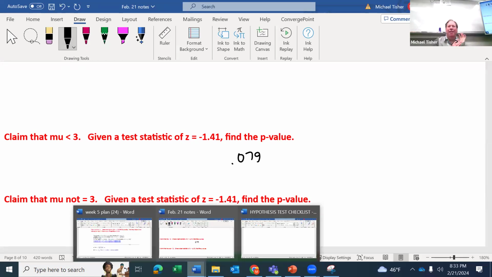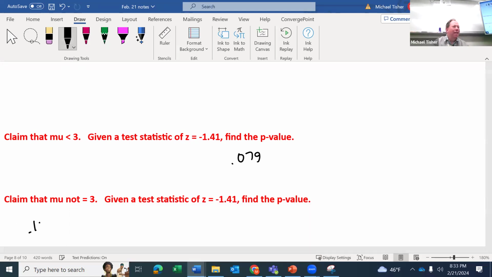How'd you get that? Multiply this by 2, yes. So since we're doing twice the area, we have to do 2 times 0.079 or whatever it was. That should give us 0.1586. Okay. A little tricky there, right? Okay, any questions on that?